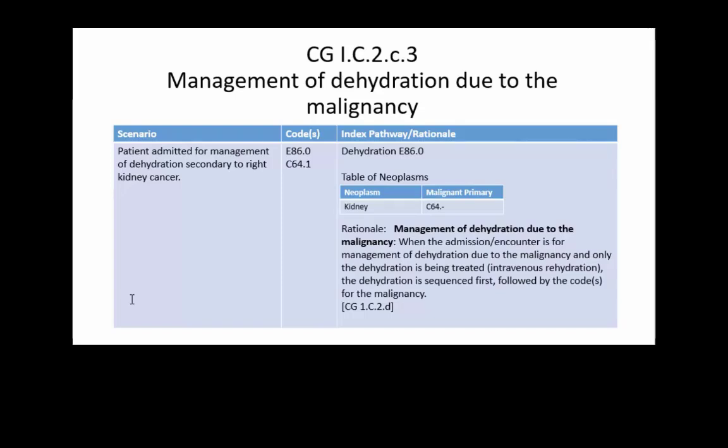Because normally you might think you would code the cancer first, because that's the reason why the person's having these problems. But we have to always code to the guidelines, which means unless you're going to follow a guideline, you might incorrectly put the cancer code first. And this guideline is saying no, if a patient's being admitted just for the dehydration, even though it's due to the cancer, you're going to code the dehydration first. Your sequencing directions are given in that guideline.